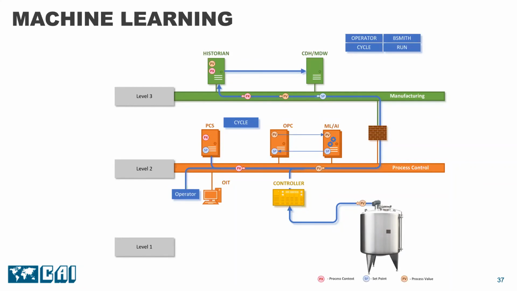Machine learning. From Wikipedia, machine learning is the study of computer algorithms that improve automatically through experience. It is seen as a subset of artificial intelligence. Machine learning algorithms build a mathematical model based on sample data known as training data in order to make predictions or decisions without being explicitly programmed to do so. Machine learning algorithms are used in a wide variety of applications, such as email filtering and computer vision, where it is difficult or infeasible to develop conventional algorithms to perform the needed tasks.